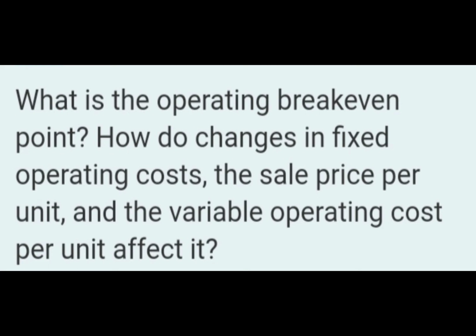What is the operating break-even point? How do changes in fixed operating cost, the sale price per unit, and the variable operating cost per unit affect it? Break-even quantity of sales, or just simply break-even point, indicates the number of units of a company's product that is produced and sold, at which point the company's net income becomes zero.